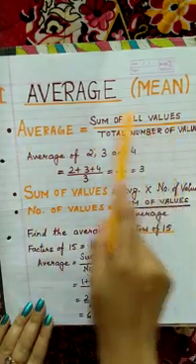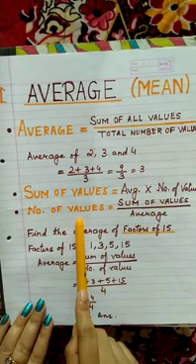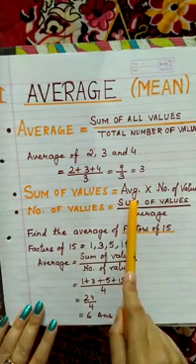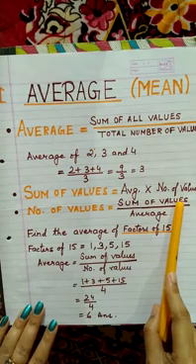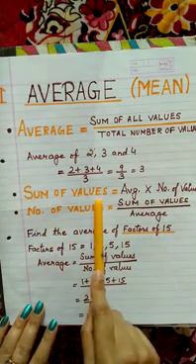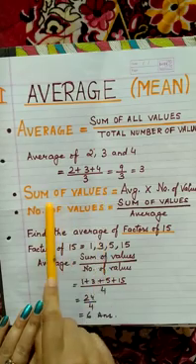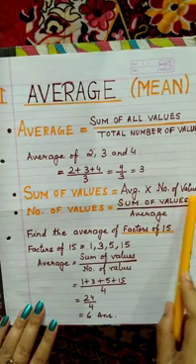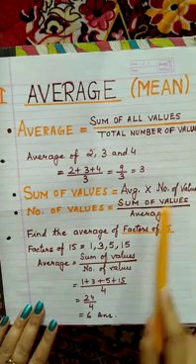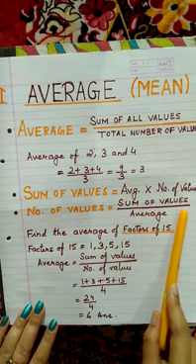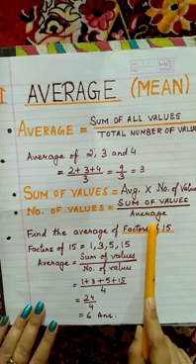Now from this basic formula, we have two more formulas here. Suppose you have the average and the number of values and have to find the sum of values. Sum of values will be average multiplied by the number of values. When you have to find the number of values, you divide the sum of values by average.